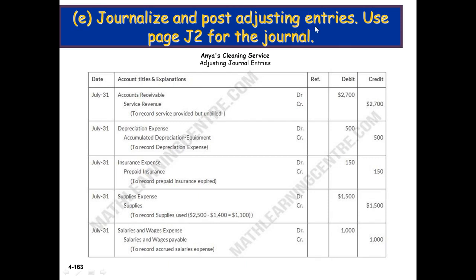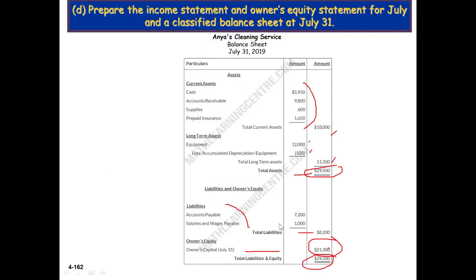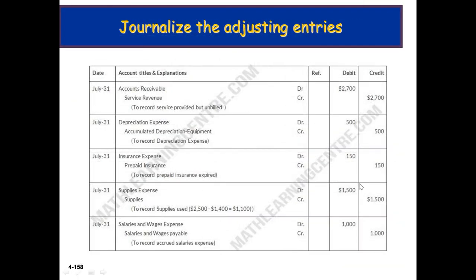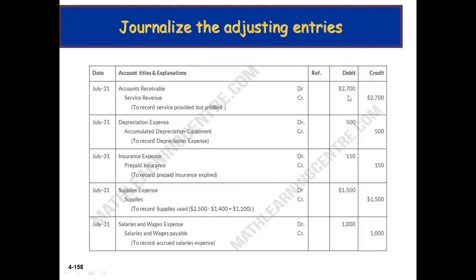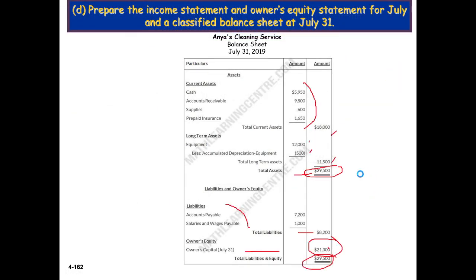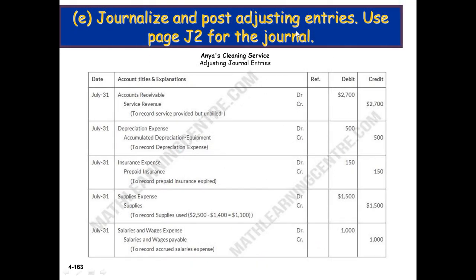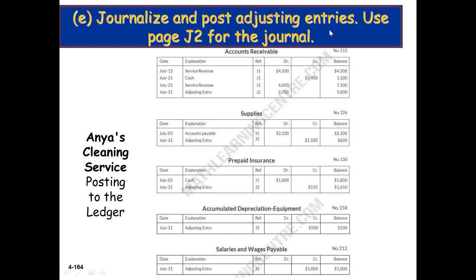Adjusting journal entries: journalize and post adjusting entries. These are our adjusting journal entries: accounts receivable, service revenue, depreciation expense, insurance expense, supplies, salaries and wages expense, and salaries and wages payable. Please look here. These are the adjusting entries. Actually, it is the same matter. Analyze and post adjusting entries.